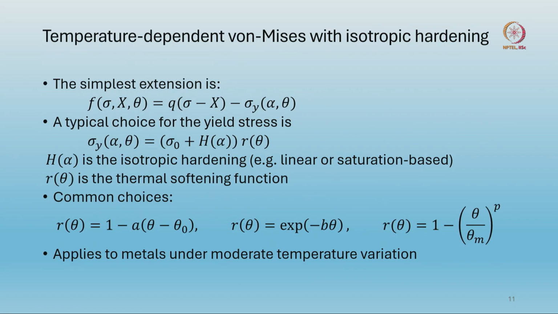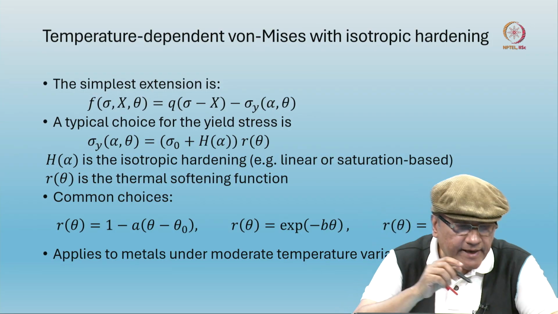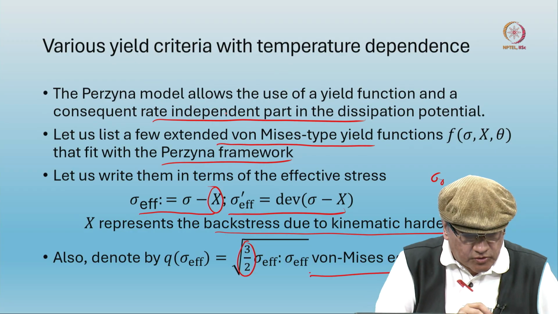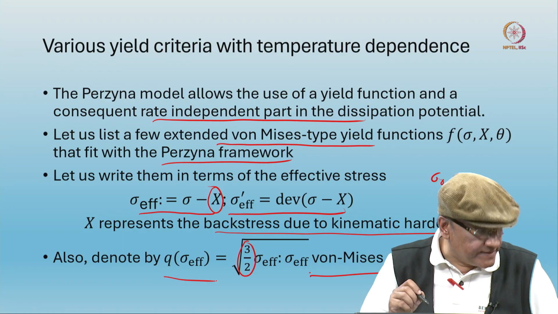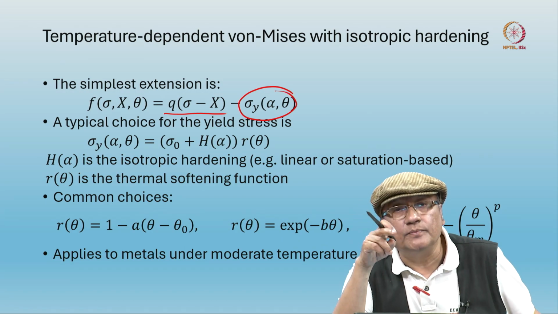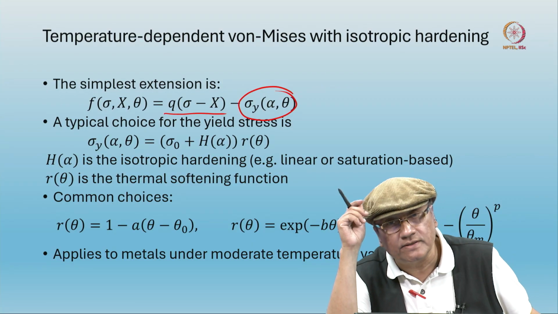Now let us talk of the first, von Mises type isotropic hardening which is temperature dependent. For that the F is given by this effective stress that we just talked of, the equivalent stress Q, a function of sigma minus x, minus sigma y, which is now a function of both alpha, which is responsible for isotropic hardening, and absolute temperature theta.